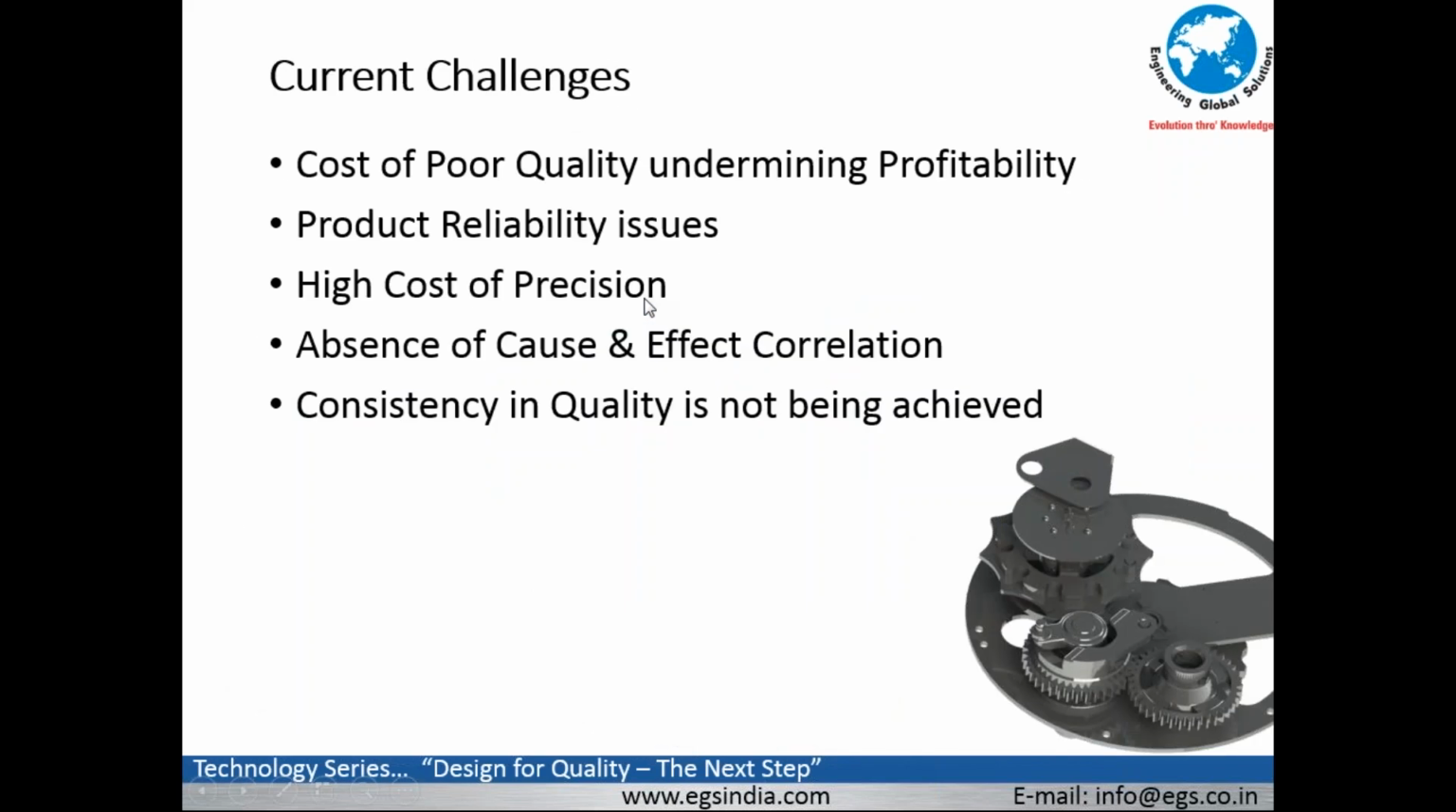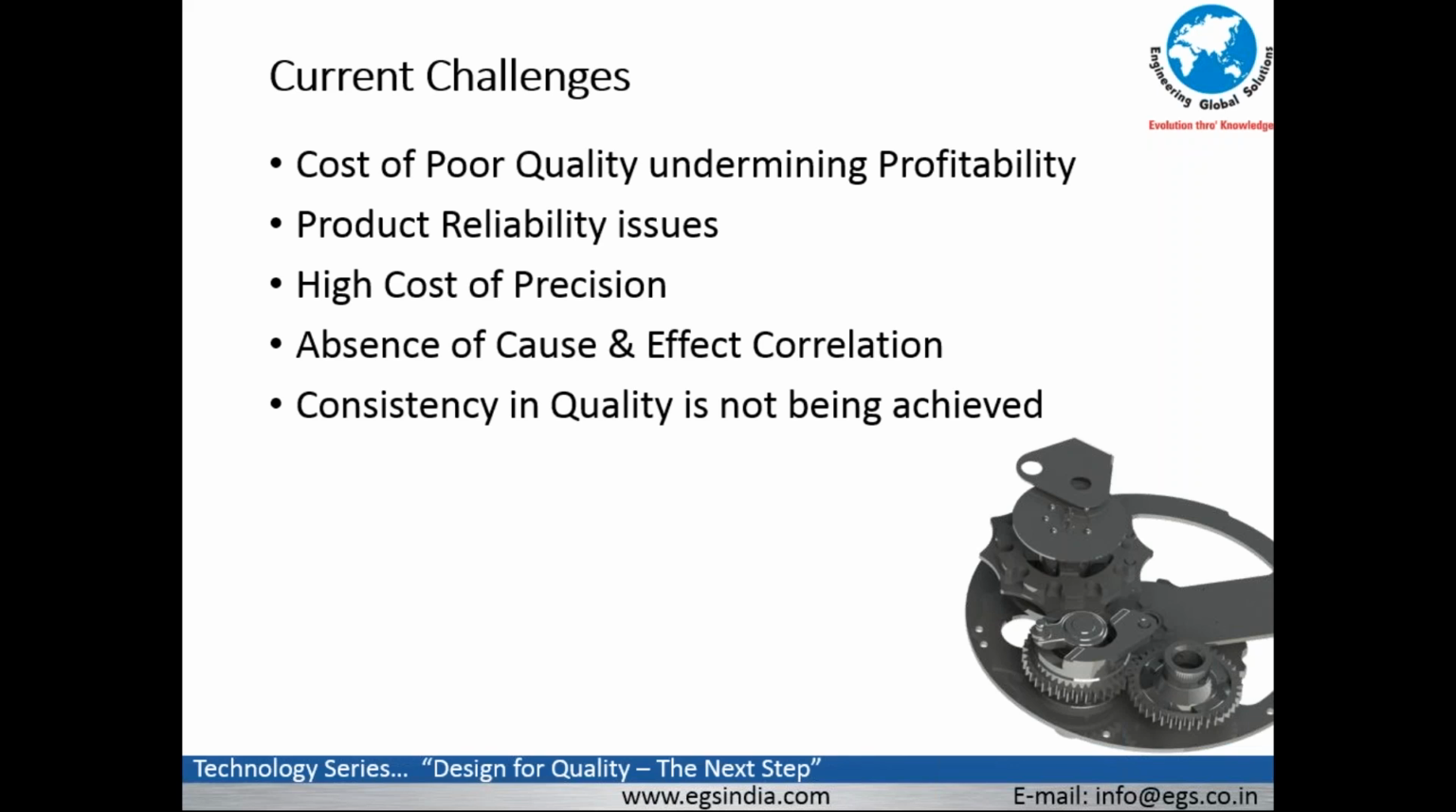Now, let us get on to the main theme of the agenda, which is design for quality. Why is it required? The current challenges faced by the industry are: cost of poor quality is undermining profitability, product reliability issues keep surfacing every now and then, high cost of precision because of the tolerances provided on the drawing, and absence of cause-effect correlation when there are issues.